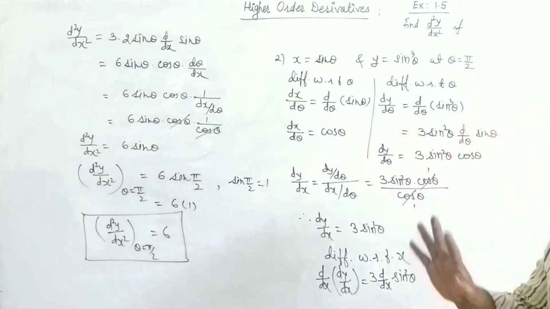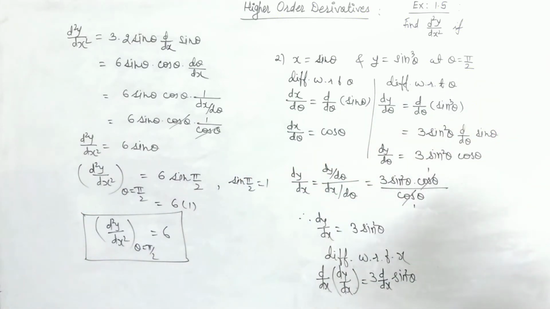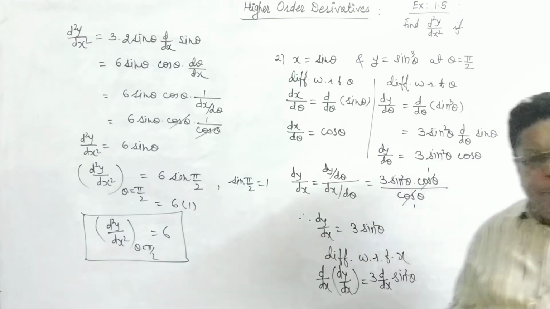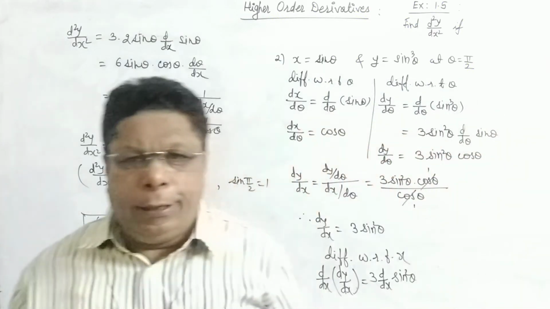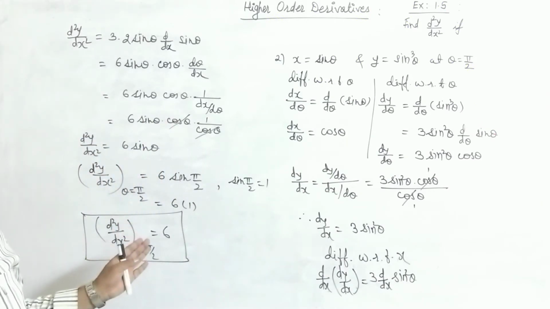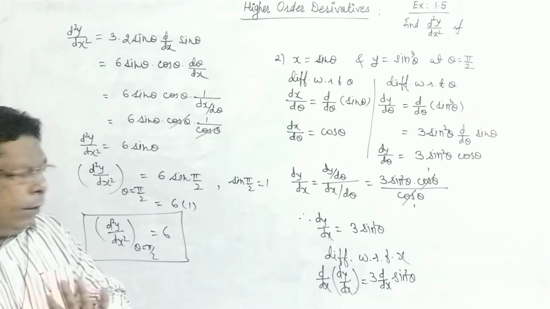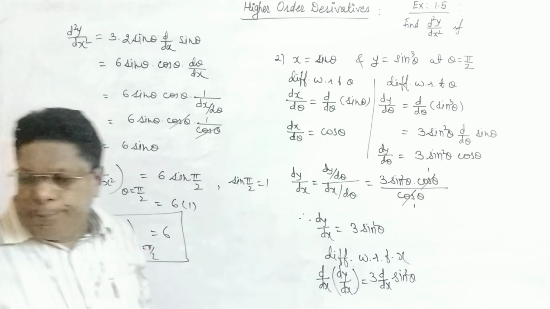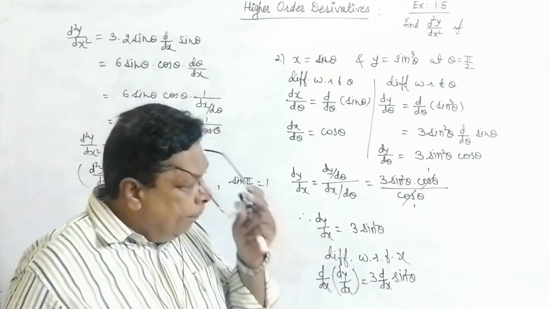Anything else? Is that clear? Okay, now in the next sum we will take a different type of higher order derivatives. Okay, the second sum is over. Now we will take the third one. Now see.